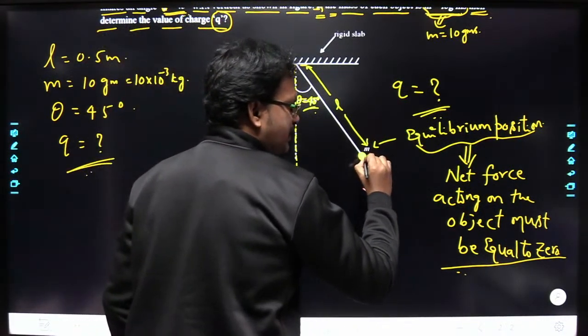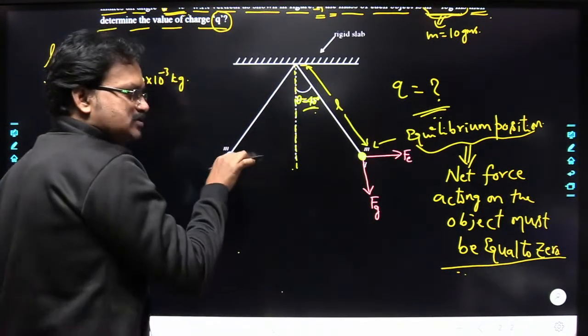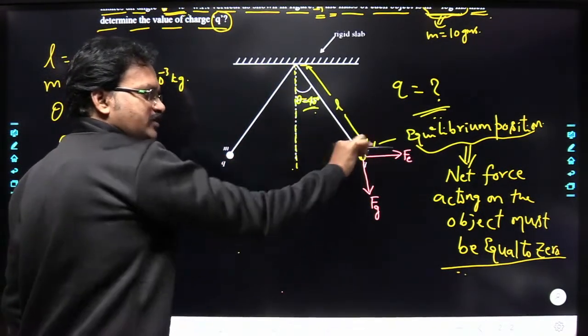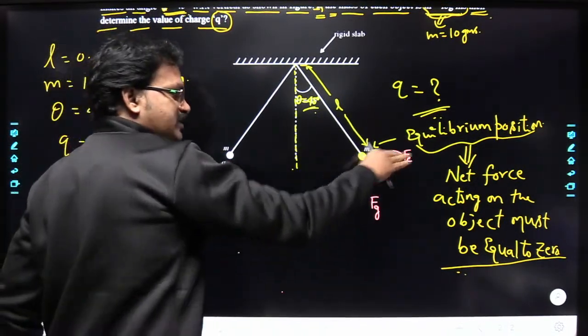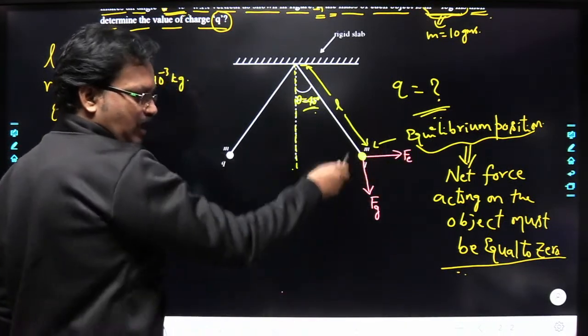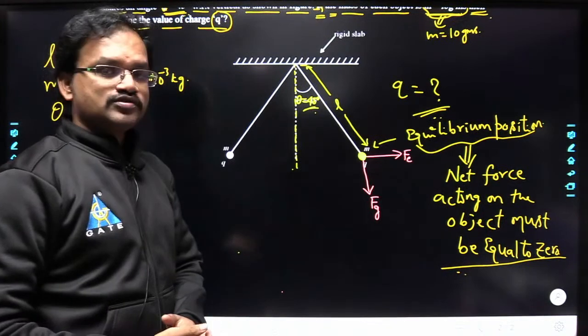So it is going to experience the electric force in this direction because it is experiencing the repulsive force in this direction. Both are repelling one another, right? Okay. So it is experiencing the electrical force in this direction and gravitational force in this direction. What is the other force that is going to be present here?